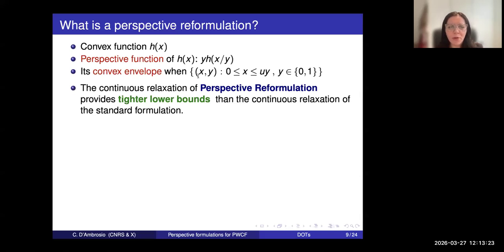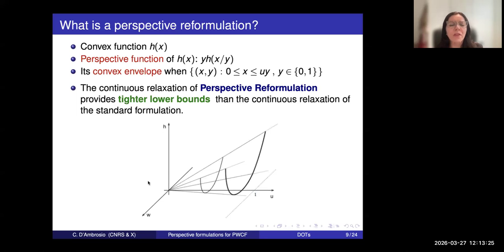This is just a graphical representation in which we have the point 0, 0, 0 for the case of the binary equal to 0, and then we have a convex function for the case of y equal to 1.